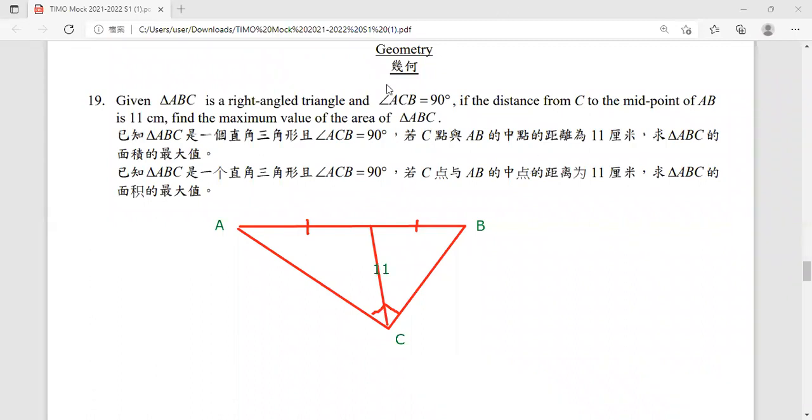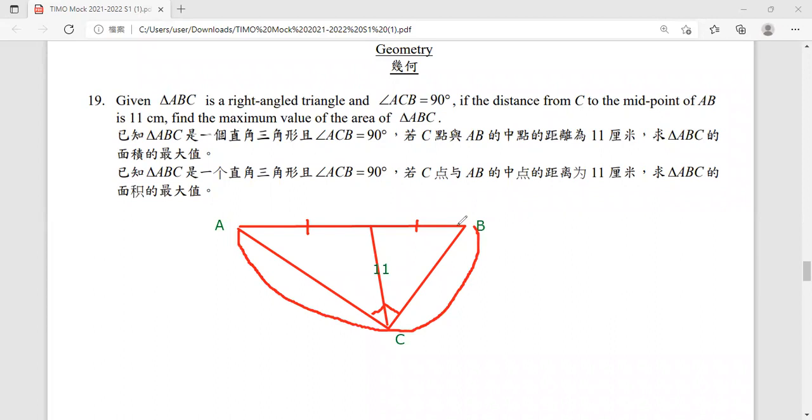If you draw a diagram, you'll find something like this one. If C is moving, the angle ACB is still 90 degrees. If C moves, you will find the locus of C. It's just a semicircle with diameter AB.